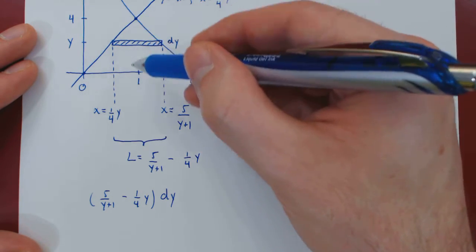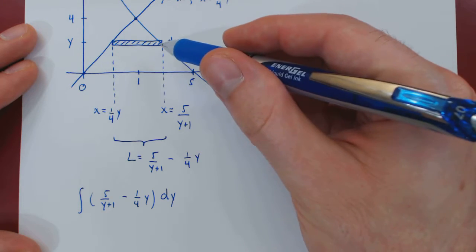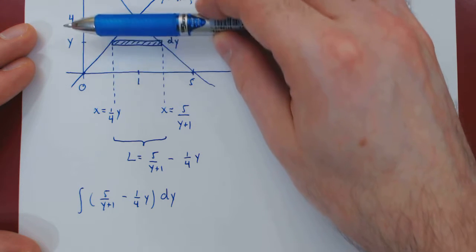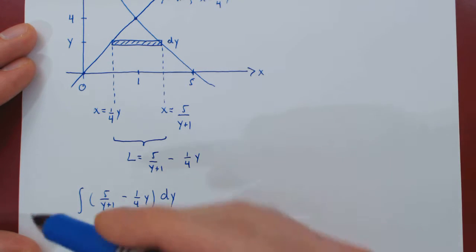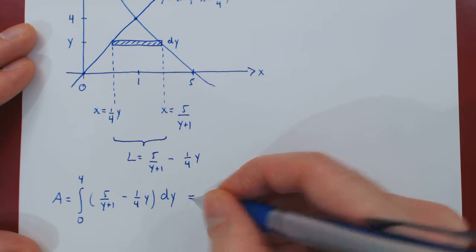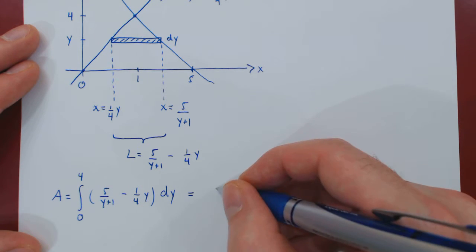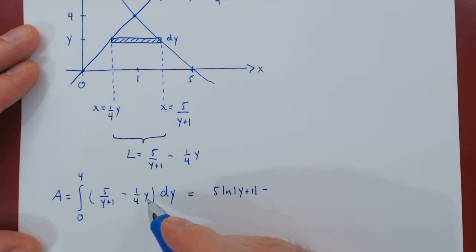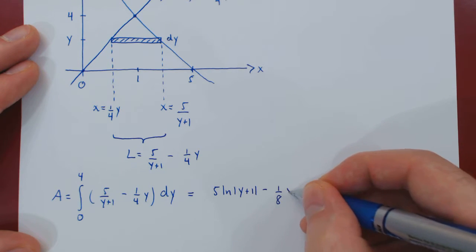So this is of course the area of a generic infinitesimal horizontal rectangle. But to obtain the entire area of the region, we have to sum the area of each infinitesimal rectangle, but now be careful. The rectangles are positioned along the y-axis, and they cover up the region going from y equals 0 all the way up to y equals 4. Now, of course, we evaluate using the fundamental theorem of calculus. Antiderivative of 5 over y plus 1 is 5 ln of the absolute value of y plus 1, minus, power rule here, y squared over 2, 2 times 4 is 8, so minus 1 over 8 y squared.